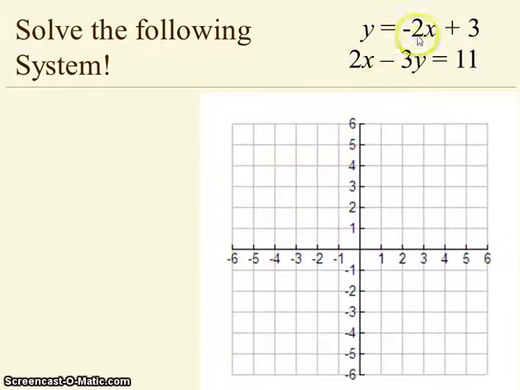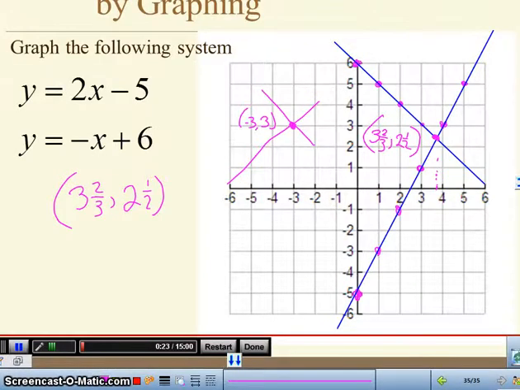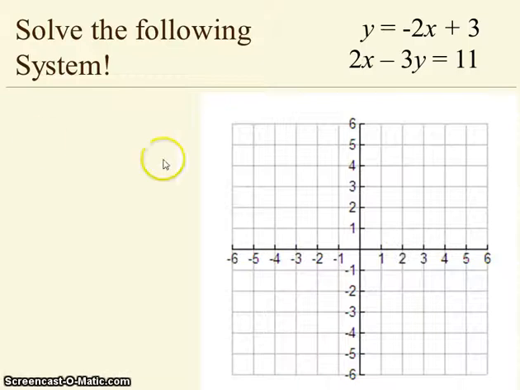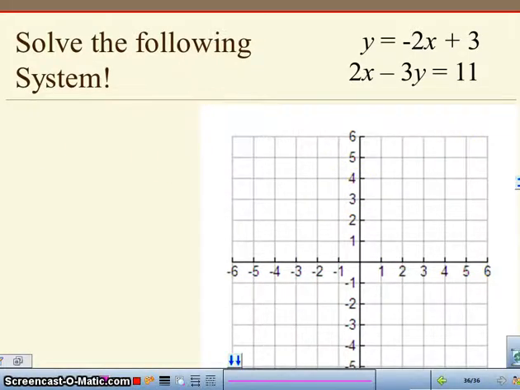So here we go. Slope-intercept starts at 3. That's easy enough. Let me get my pen here. Oh, that's not my pen. That's not my pen either. I don't want that one. I want this one. How you guys doing today?